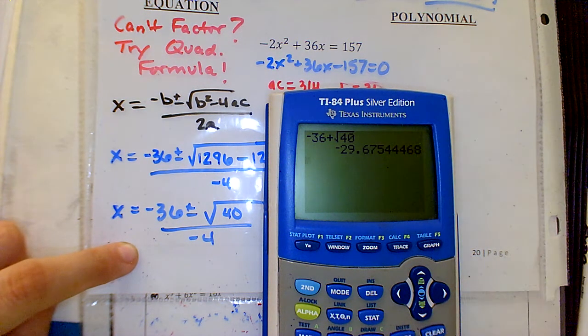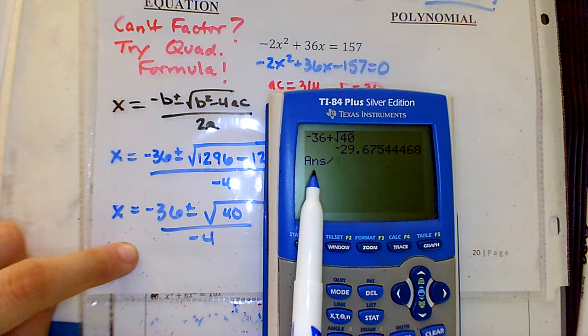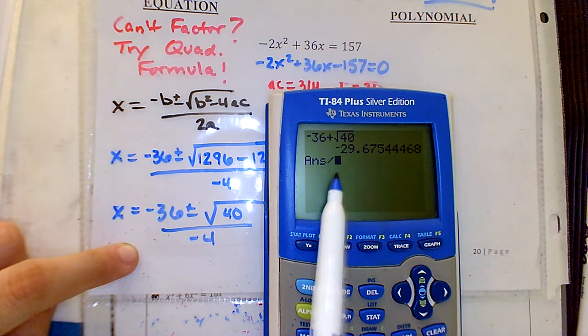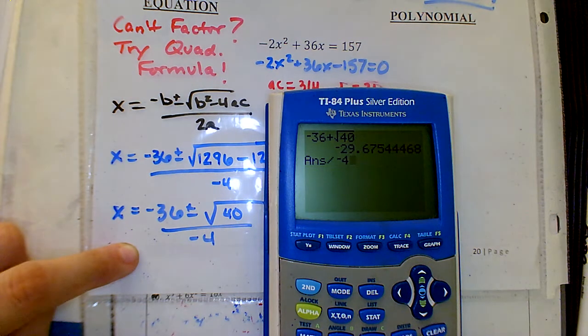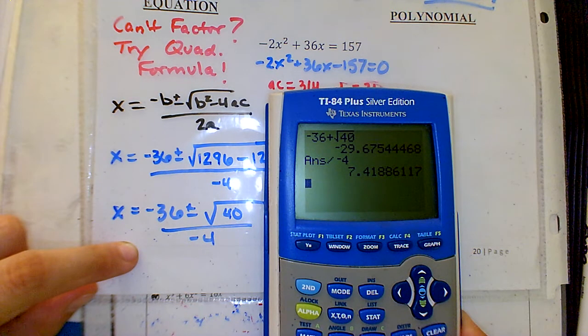So this is the value of the numerator. We automatically hit divide, because your calculator is going to take the previous answer, which is negative 29.695, and divide it by negative 4 that we type in. So one solution is 7.419.